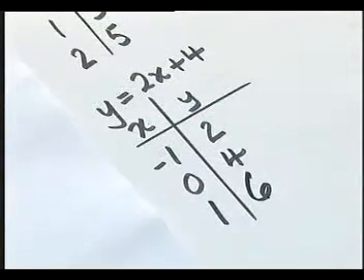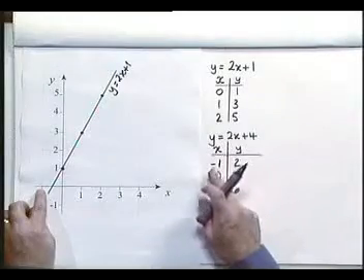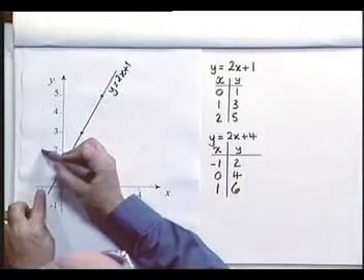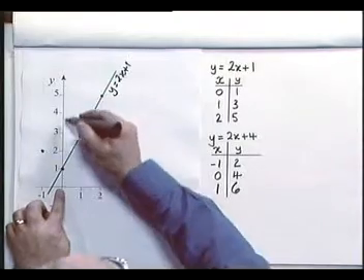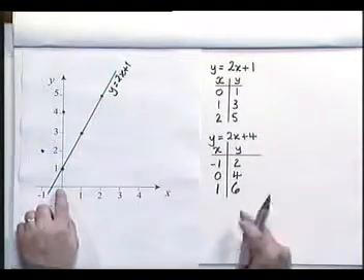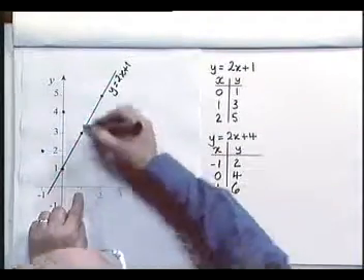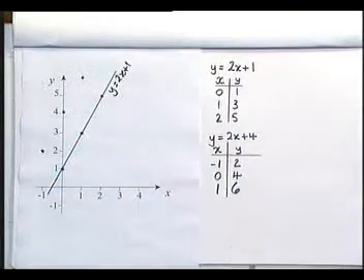Let's plot those points. So if x is minus 1, y is 2. If x is 0, y is 4. And if x is 1, y is 6, which is a point up there.